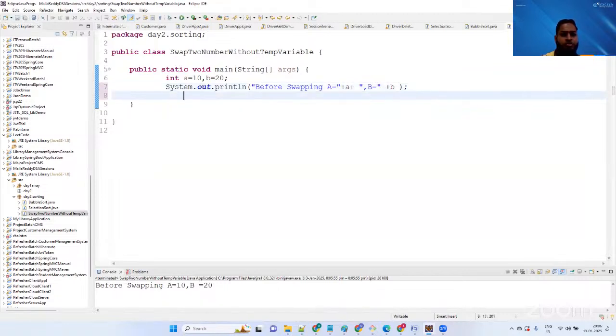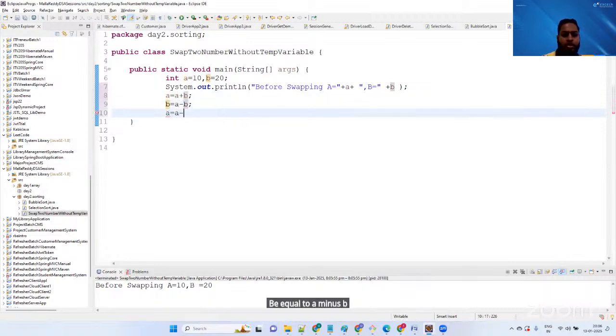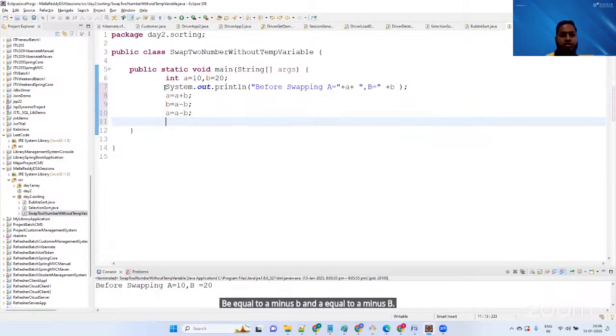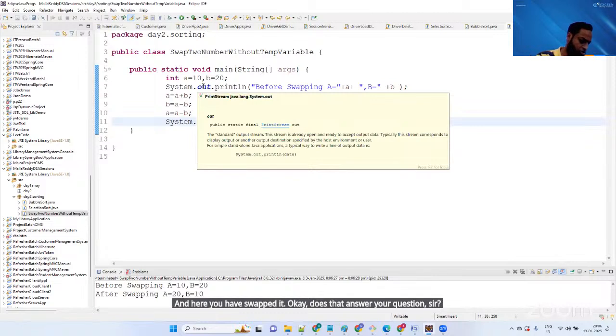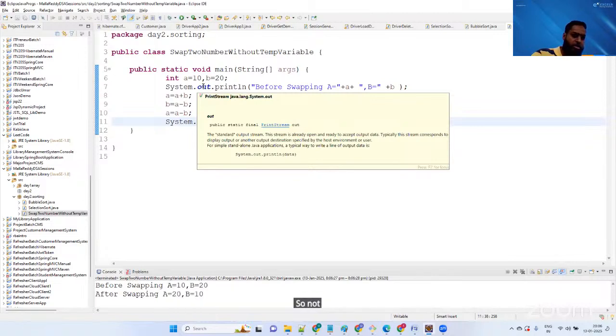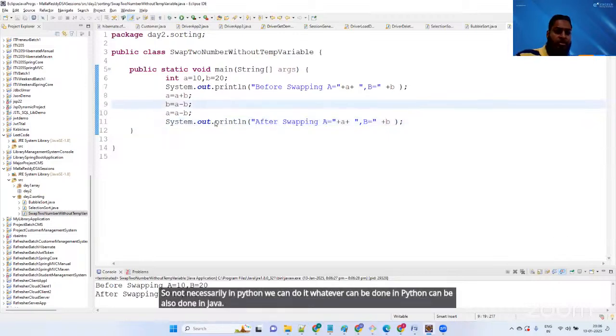Now let's swap it. So what was it? A equal to A plus B, B equal to A minus B, and A equal to A minus B. And then you can display after. Save it and run, and here you have swapped it. Okay, does that answer your question, sir? You had asked how do you swap it. So not necessarily only in Python we can do it. Whatever can be done in Python can also be done in Java. Okay. So this was one question.